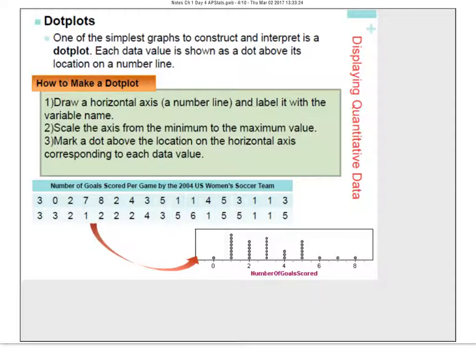Then you're going to scale the axis from the minimum to the maximum value. Make sure your tick marks are appropriately scaled and spaced out. And then you're going to mark a dot above the location on the horizontal axis for each value. So you literally just go through and say, I need to put a dot for 3. You put a dot at 3. You go to 0, you put a dot at 0. And you do that for all that data. When you do, your dot plot's done and you're ready to analyze the results.